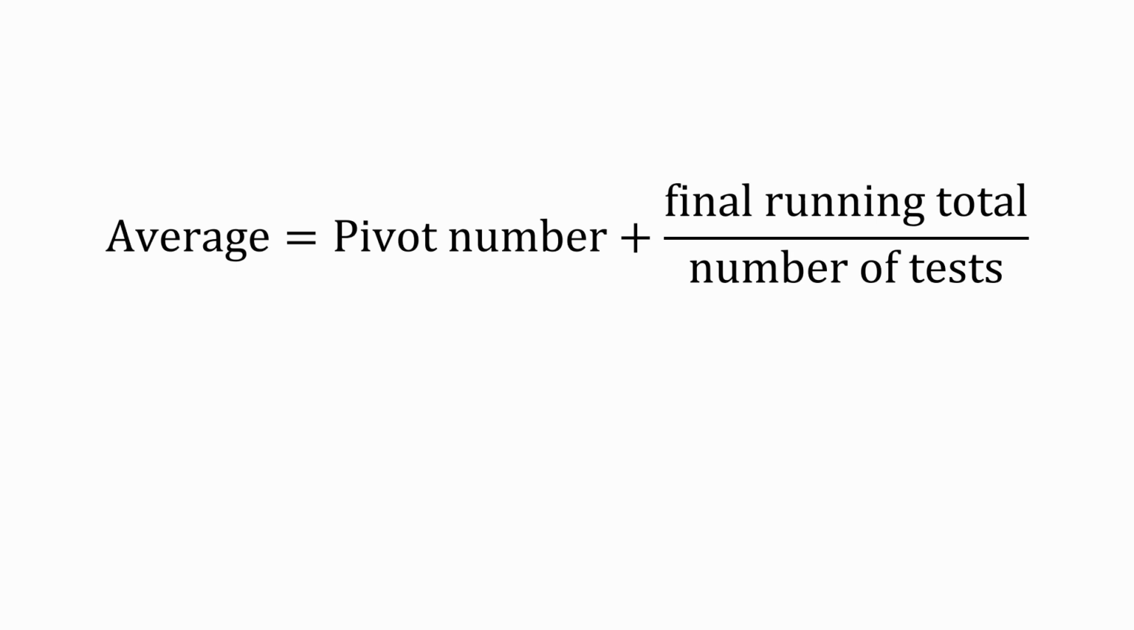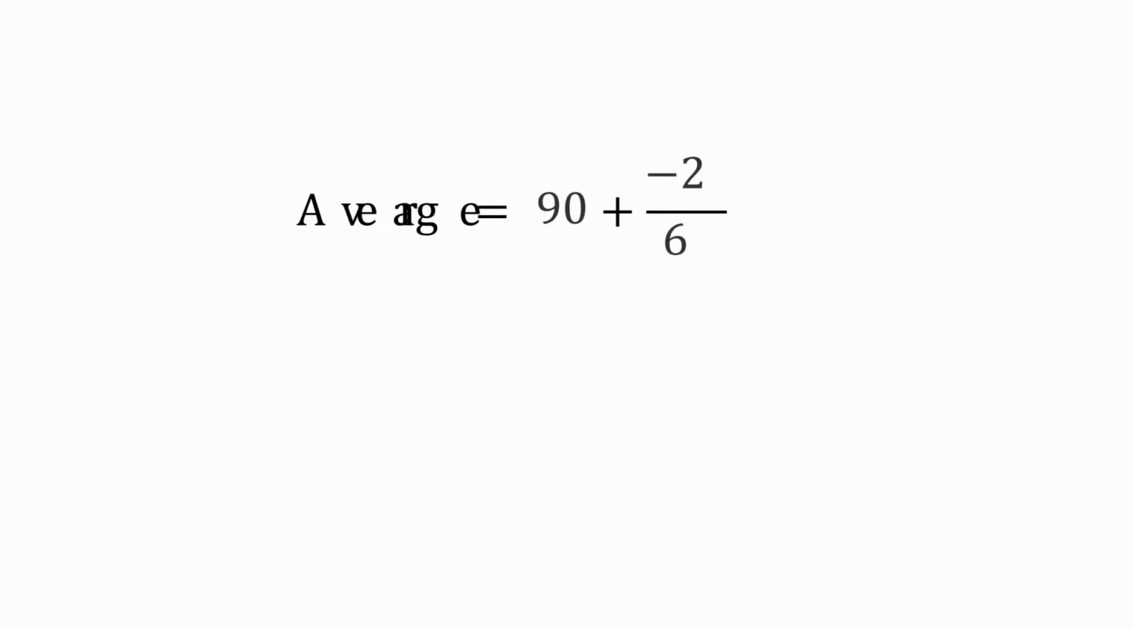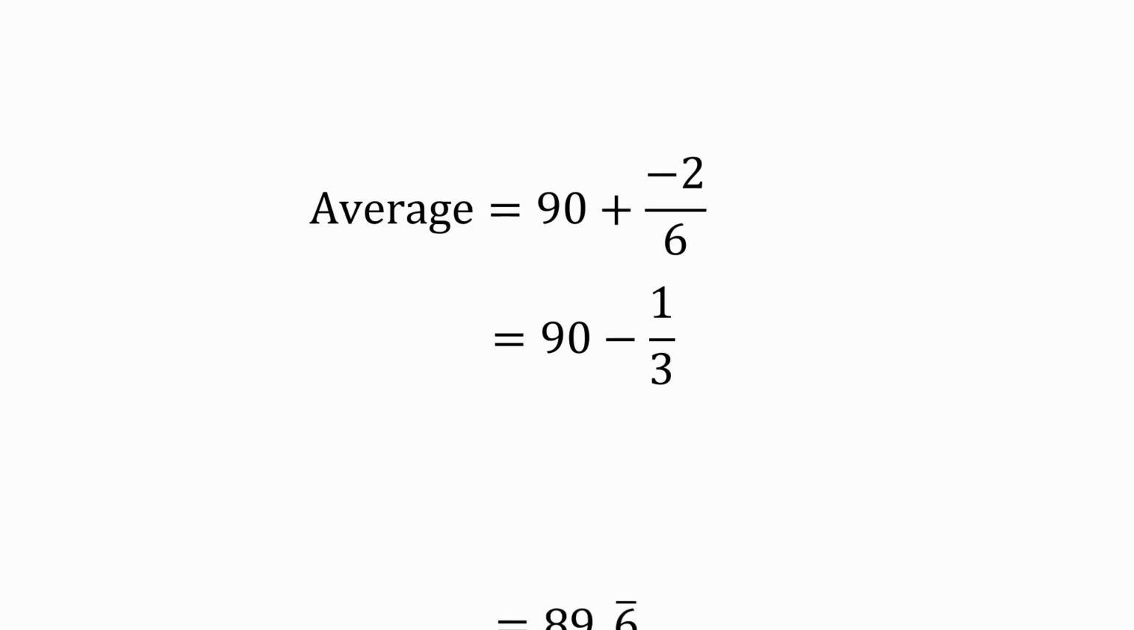Now we're ready to calculate our average. All we do is take our pivot number and then add to our pivot number the final running total divided by the number of test scores. In this case, our pivot number was 90, our final running total was negative 2, and we had 6 test scores. That comes out to a 90 minus 1/3, which means we're going to fall a little short of that A. The final average is 89.6 repeating.